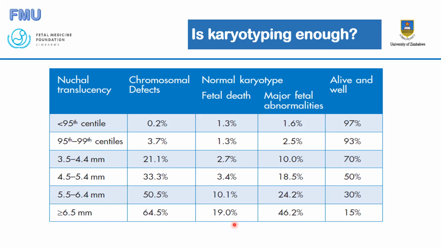So that means those who present with a fetal abnormality, it is not good enough to just offer conventional karyotype, because even if it comes back as normal, it does not necessarily translate to a normal baby. So babies with an abnormal nuchal translucency above the 99th centile deserve to be offered more than the conventional karyotype. They need to be offered more, as I will continue my presentation.